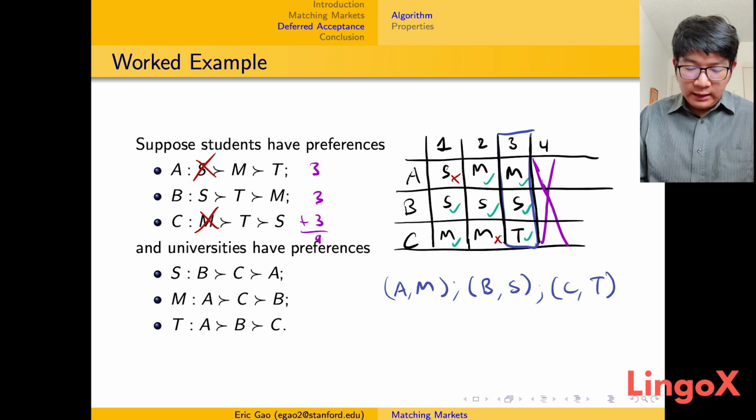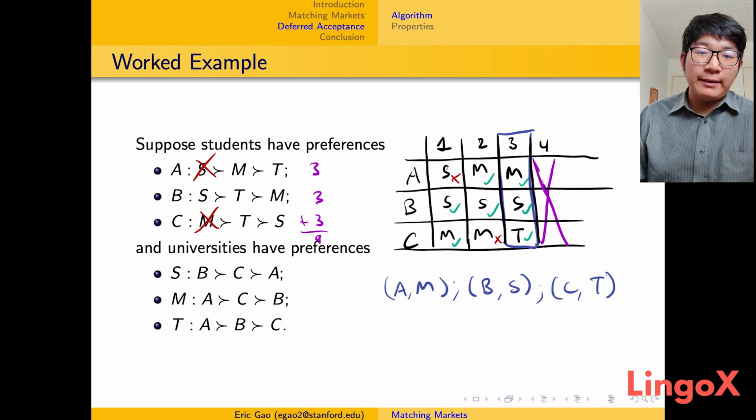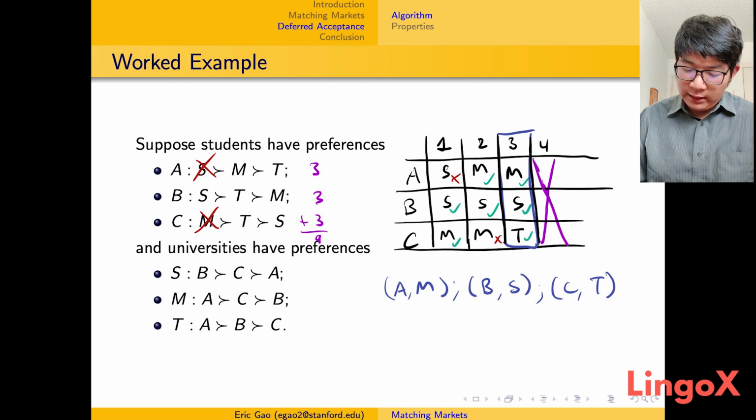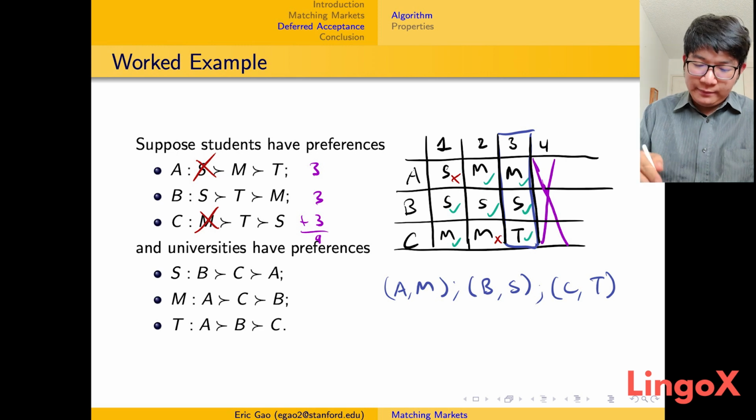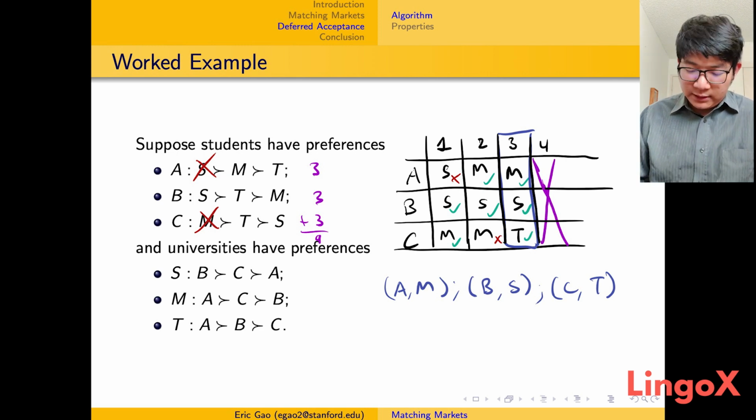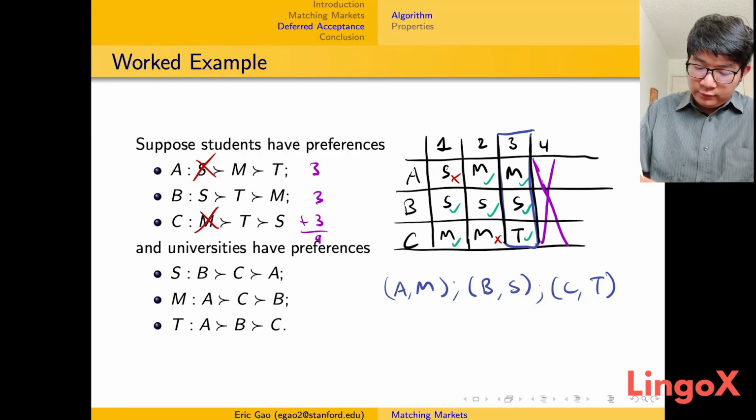MIT accepts Carl for now, but Carl might get rejected later if another better student applies to MIT and takes Carl's place. But now what about Alex and Bob? They both apply to Stanford, so Stanford has to compare the two. Stanford looks at their preferences. They see that they like Bob the most, and they like A the least. So they reject Alex, and they tentatively accept Bob. So now on to round 2.